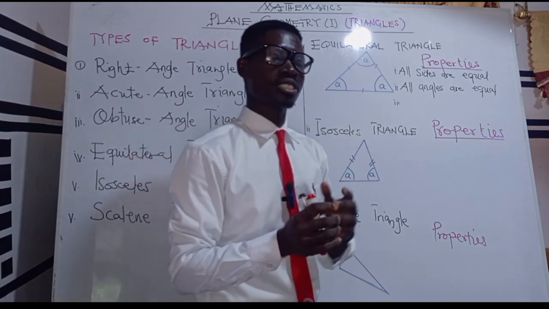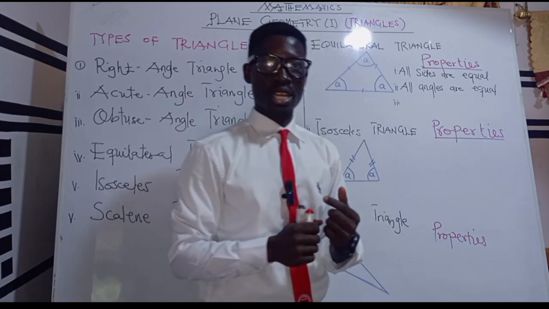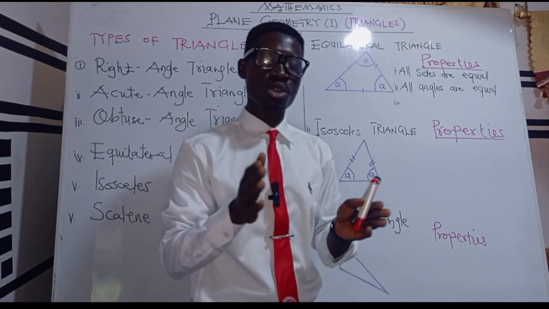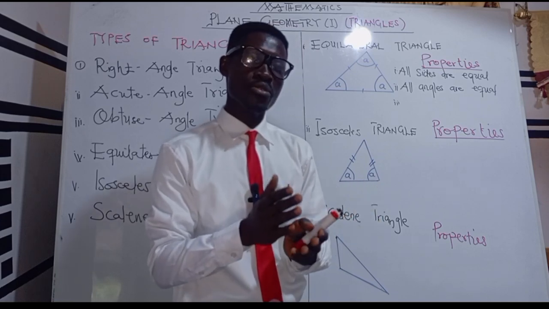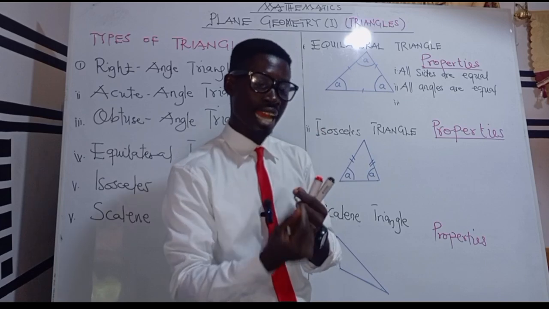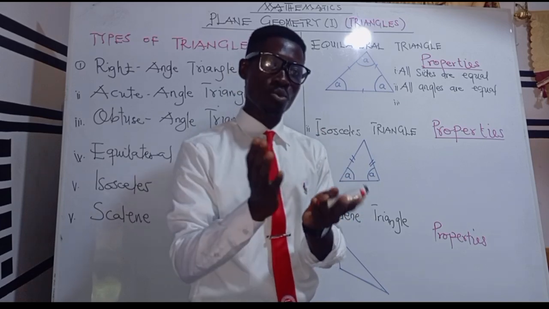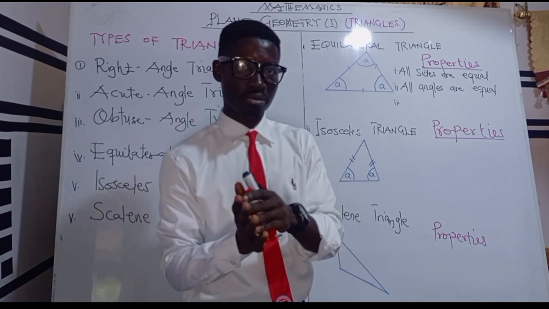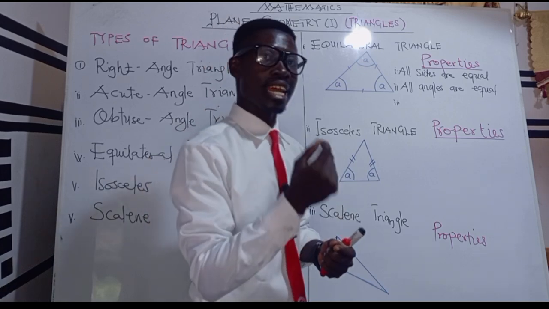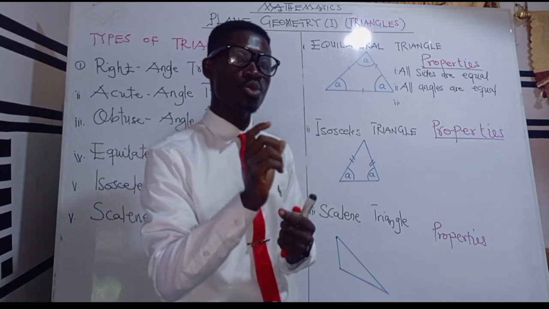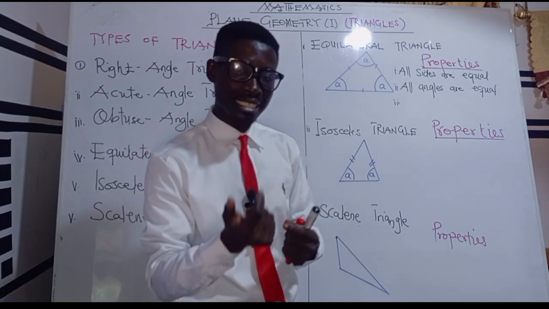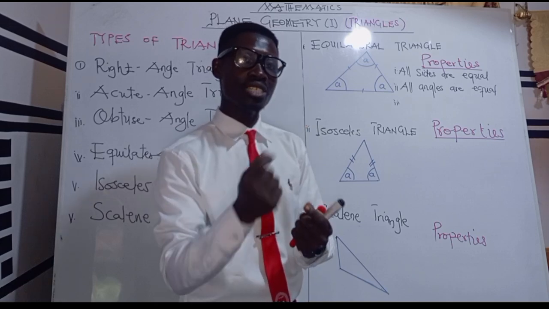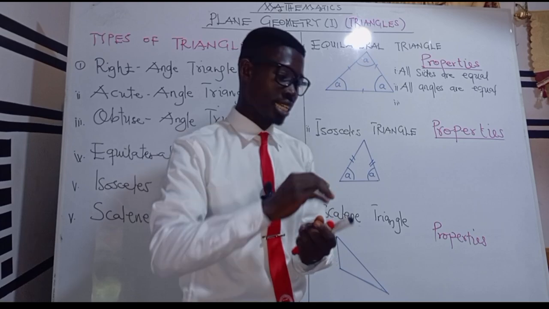Now when we talk about lines of symmetry, we are referring to a line that cuts a shape into two equal halves, such that if we fold it along that very line, those two halves will lie on each other without overlapping. So a line of symmetry cuts a shape into two equal halves, such that when we fold the shape along the line, each of the halves will lie on each other.